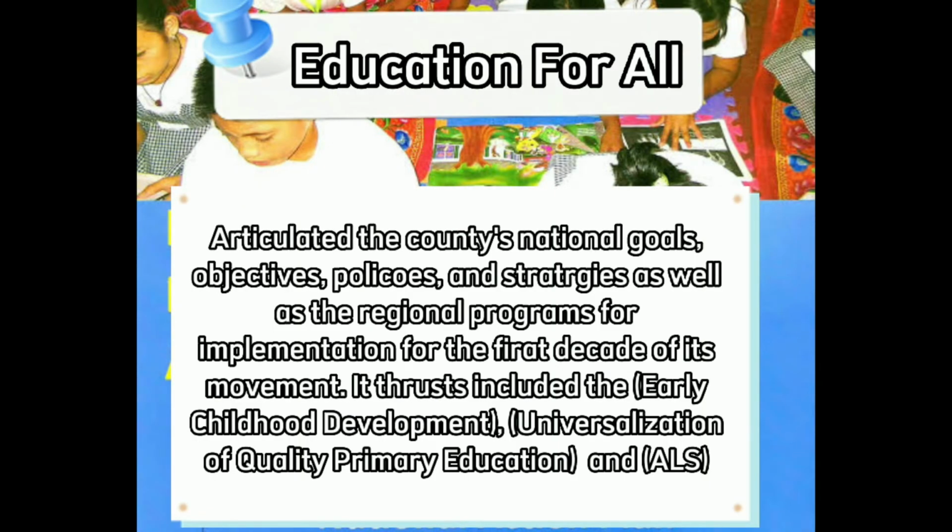Education for All or EFA is articulated in the country's national goals, objectives, policies, and strategies as well as the regional programs for implementation for the first decade of its movement. It thus included early childhood development, universalization of quality primary education, and alternative learning system.